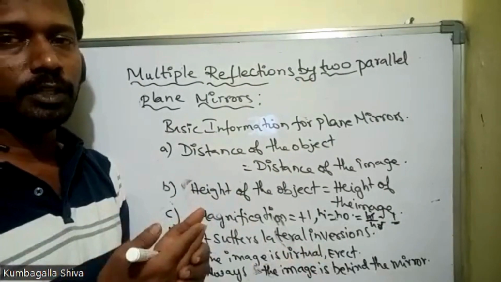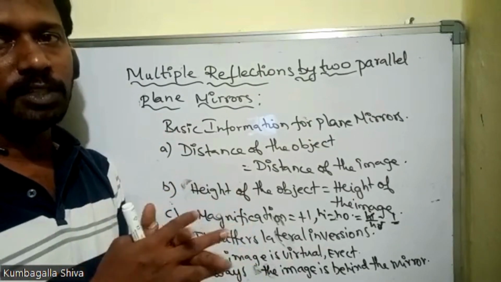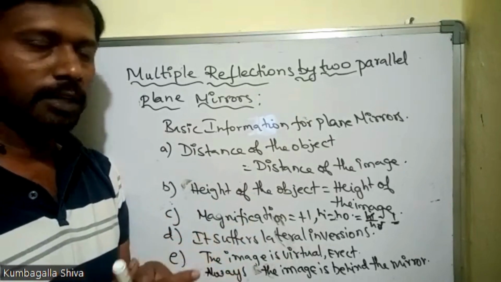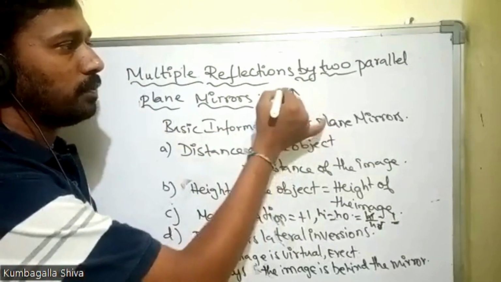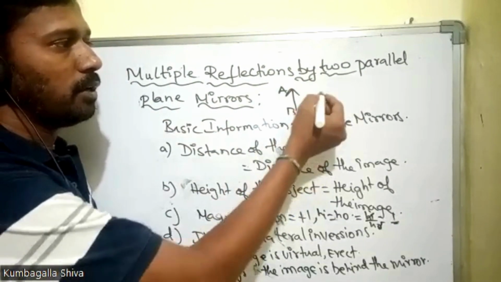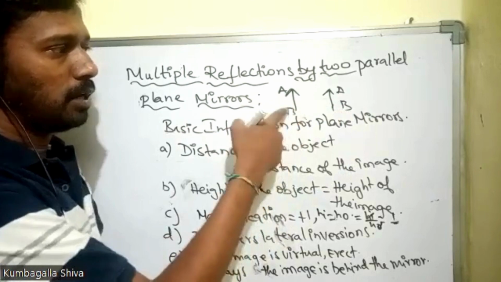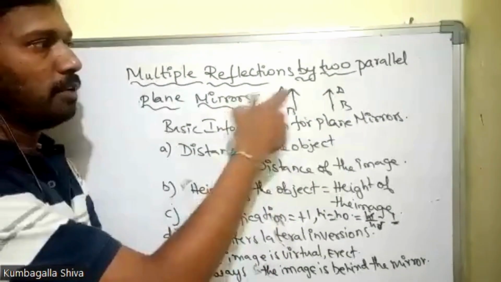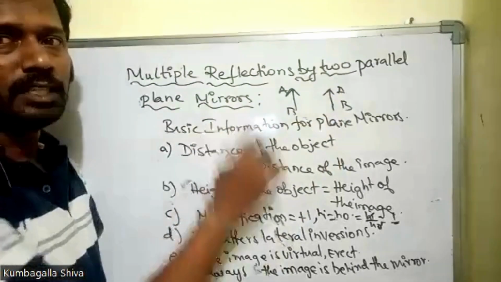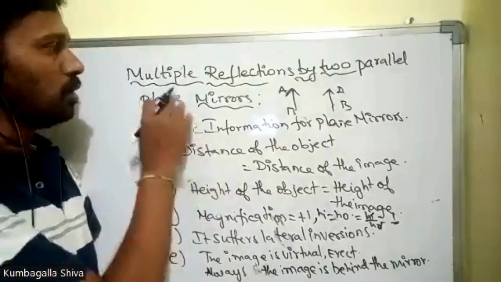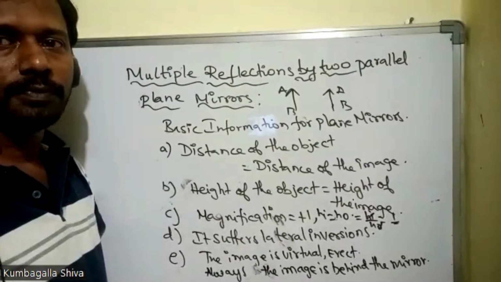Virtual means you are going to see the extension of the reflected rays when they meet behind the mirror, they form an image. That image we are calling as the virtual image. And erect also, what does it mean here? The erect means when you see that A and B inside the mirror, it will also look like A and B only with same height. As you appear before the mirror, top will show you top, bottom will show you bottom. These are the characteristics which you need to know before going to the concept of multiple reflection by two parallel plane mirrors. Are we clear with these points?